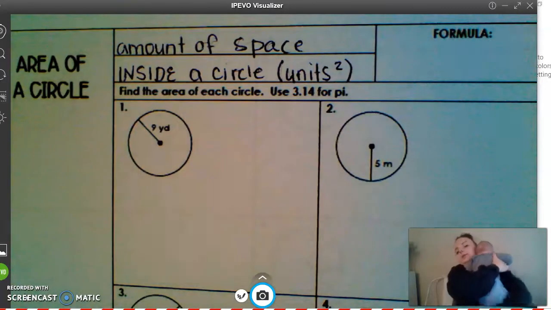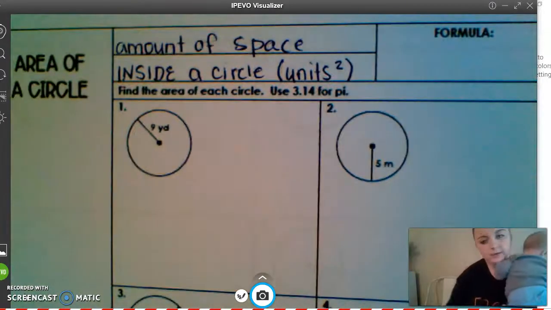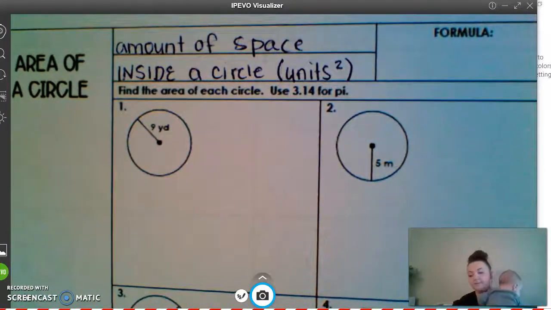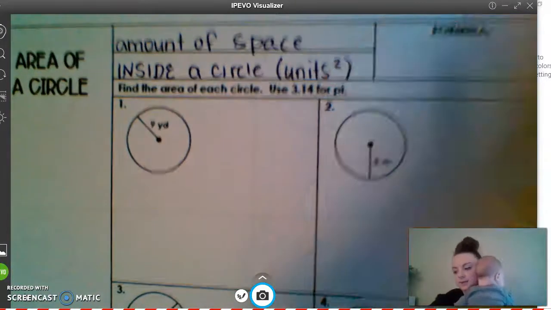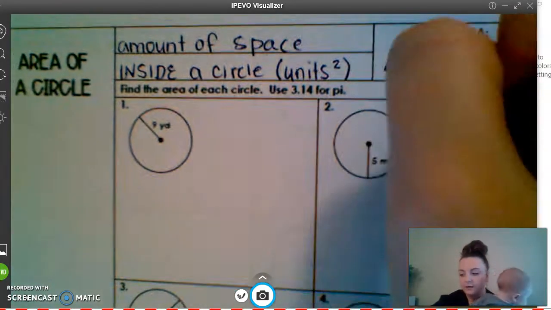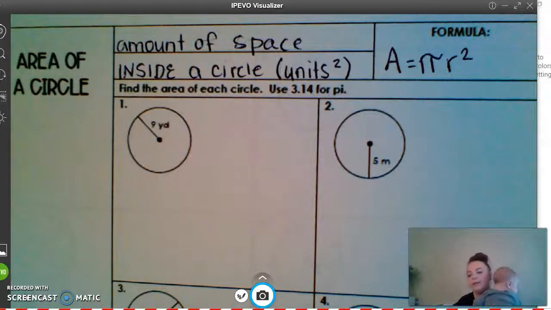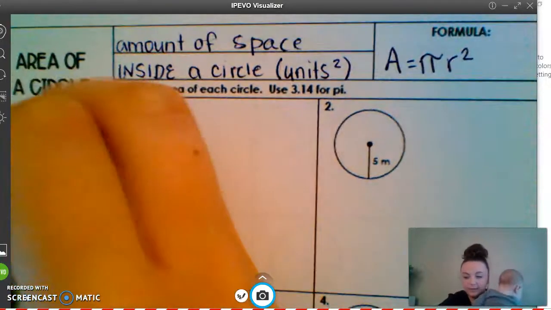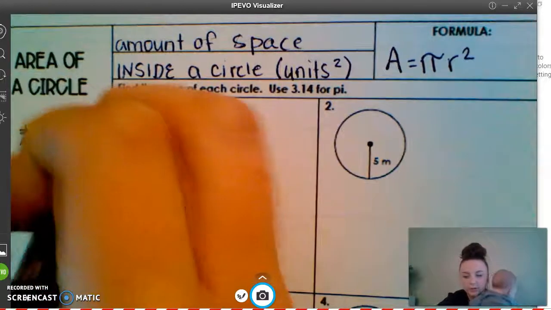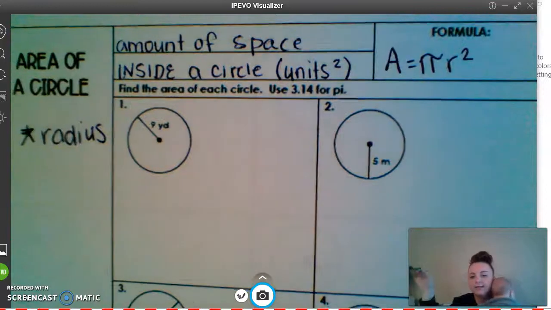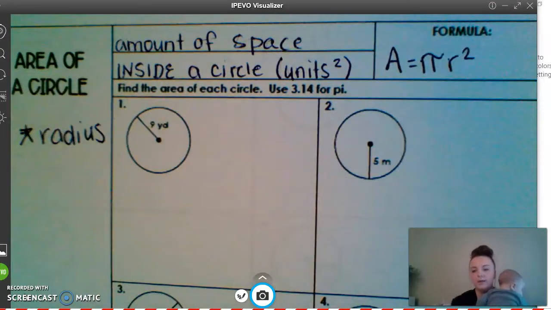There is a formula, just like yesterday there was a formula for circumference. And that formula for area is A equals pi r squared. So we need the radius. For area, radius is really important. I'm going to star radius. Remember, radius is from the center to the outside edge. Diameter is all the way across.